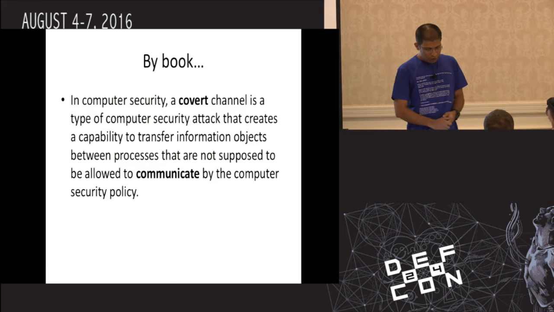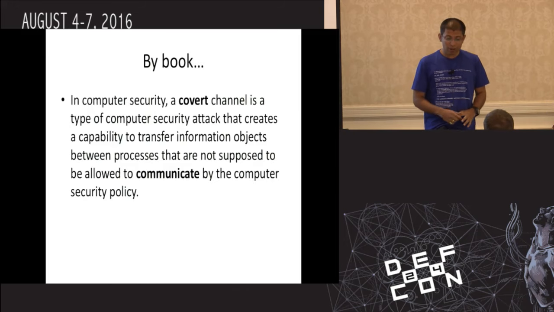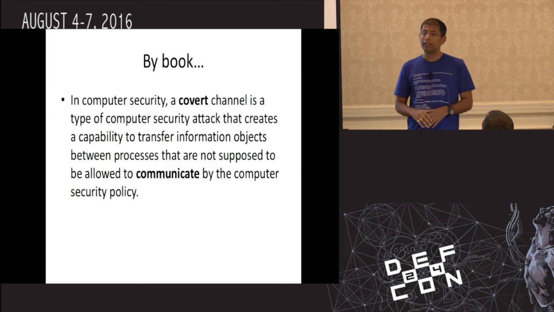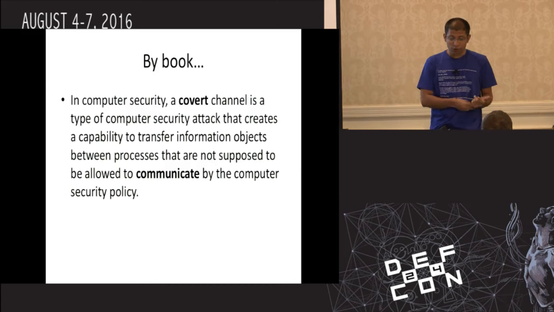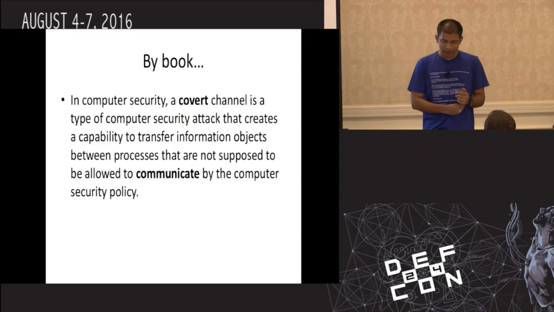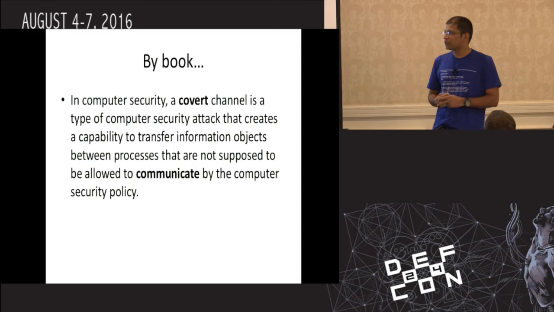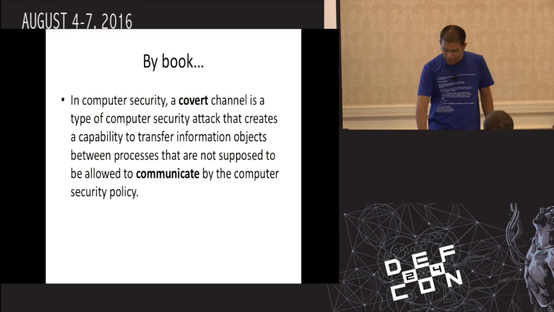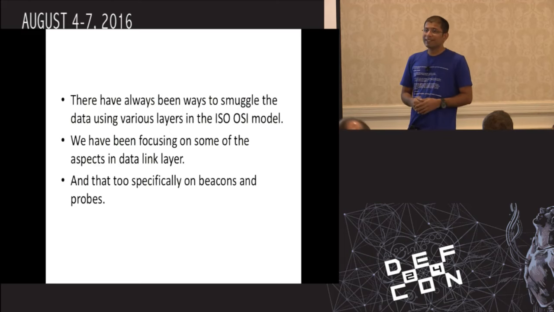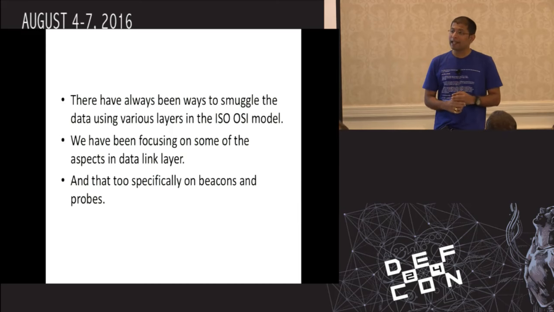So, covert communications. By the book, in computer security, a covert channel is a type of computer security attack that creates a capability to transfer information objects between processes that are not supposed to be allowed to communicate by the computer security policy. I know, pretty heavy definition. There have always been ways to basically smuggle your data using various layers in the ISO/OSI model.